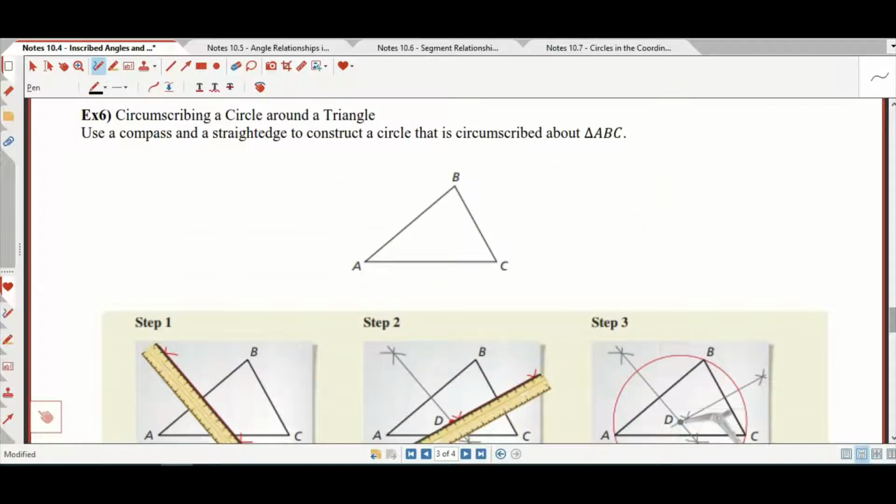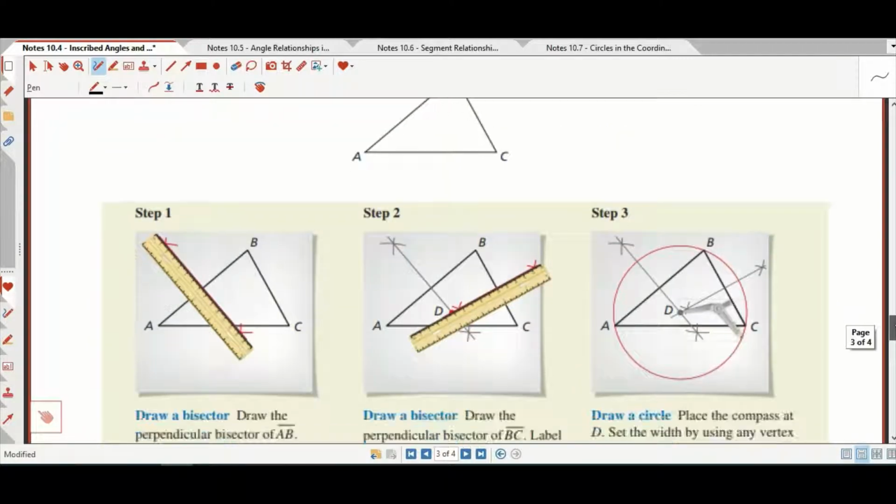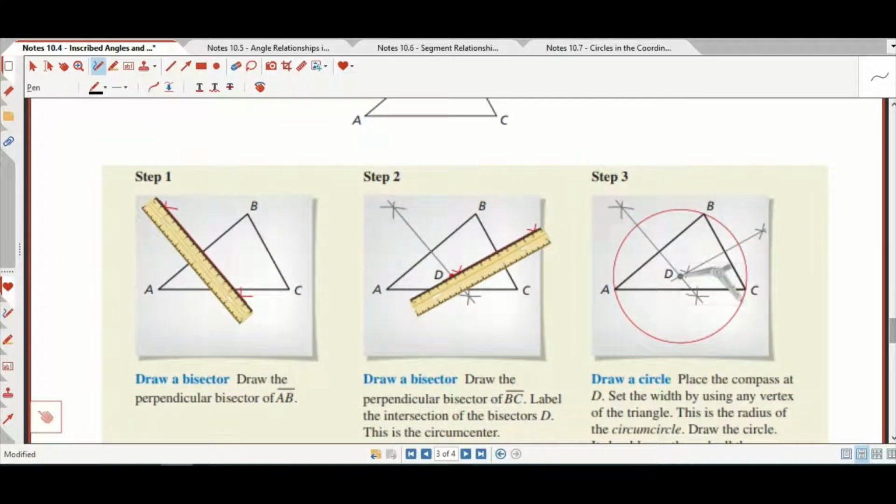Circumscribing a circle around a triangle. Okay, this isn't so bad. Use a compass and straightedge to construct a circle that is circumscribed about triangle ABC. So we're just going to follow the steps. Draw the perpendicular bisector of AB.